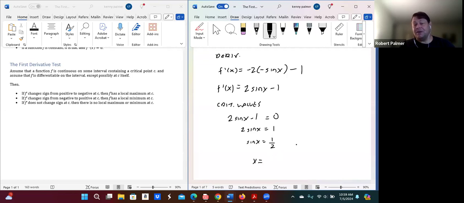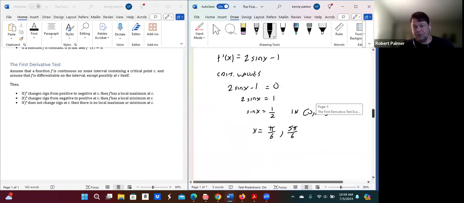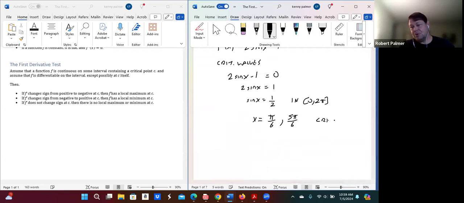Basically, once again, if you think about the full sine of x graph from negative infinity to infinity, all real numbers, you have an infinite number of these places, but in the interval from 0 to 2 pi, you just have two values, pi over 6 and 5 pi over 6. Okay, where the sine of x is equal to 1/2. Okay, so these are our critical values. Once again, these are the places where the derivative is equal to 0.